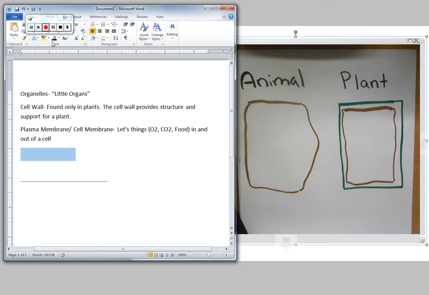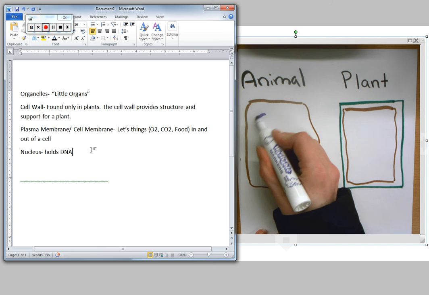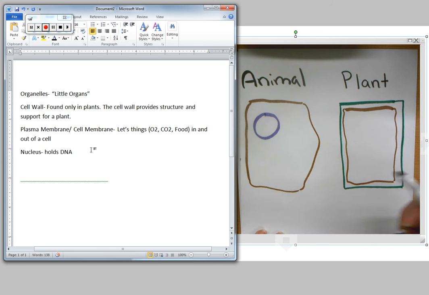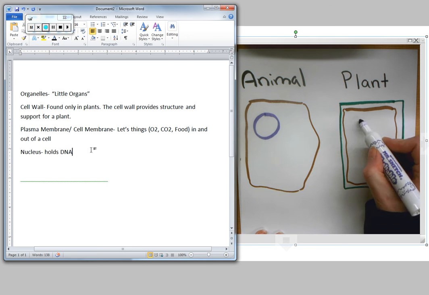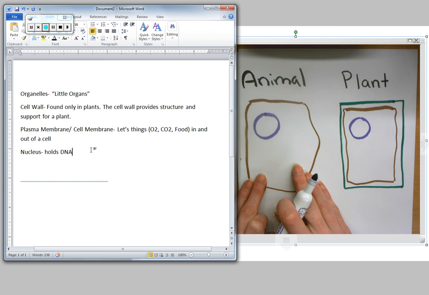The next organelle we're going to talk about is the nucleus. And the nucleus is very important because it keeps our DNA safe. Outside in the cell, it can be pretty dangerous. Sometimes the cell membrane will let things in that's not supposed to come in, and we need to keep our DNA safe. Because our DNA is what tells our cells to build the right proteins.